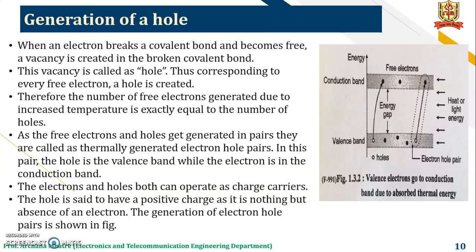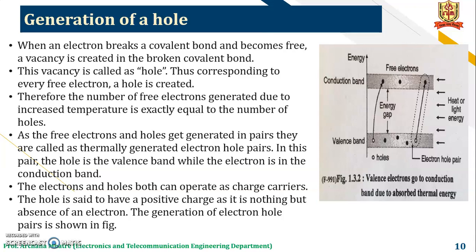When an electron breaks a covalent bond and becomes free, a vacancy is created in the broken covalent bond. This vacancy is called a hole. Thus, corresponding to every free electron, a hole is created. Therefore, the number of free electrons generated due to the increased temperature is exactly equal to the number of holes. As the free electrons and holes get generated in pairs, they are called thermally generated electron-hole pairs. In this pair, the hole is in the valence band while the electron is in the conduction band.